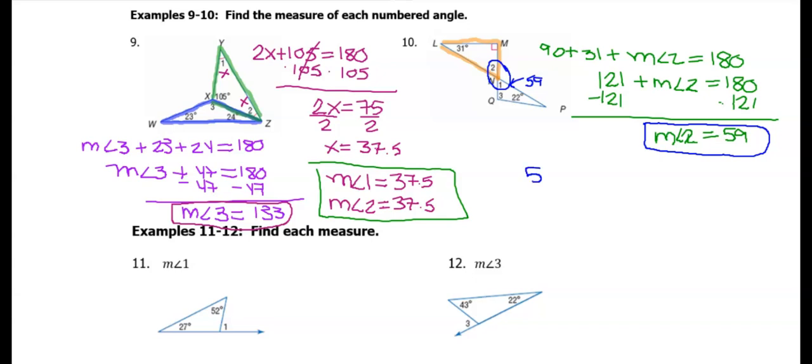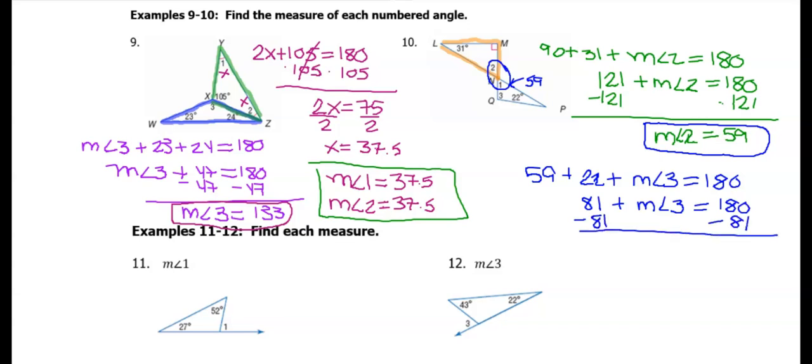And say 59 plus 22 plus angle 3 equals 180 for that lower triangle. So far I have used 81 degrees. So 81 along with angle 3 should add up to 180. Let's go subtract that 81. And I get angle 3 equals 99. So there are the missing angles for number 10.